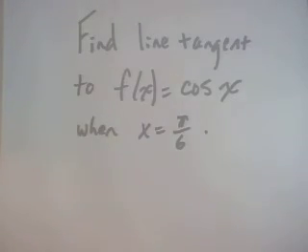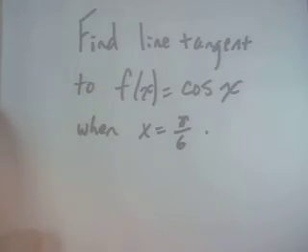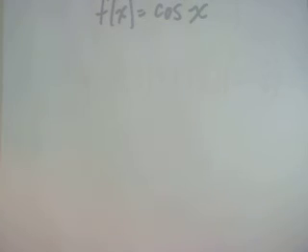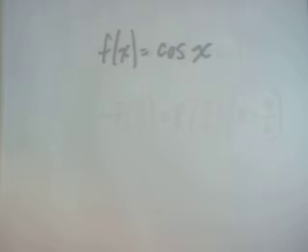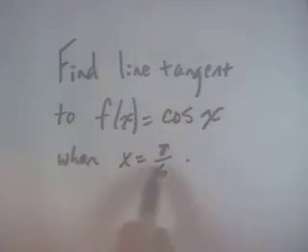Let's find a line tangent to f of x equals cosine of x. In other words, the line tangent to the cosine wave function when x is equal to pi/6. Now, we're dealing with f of x equals cosine of x, but remember that we need a point and the slope. So here's our function. First thing we need is the point. Well, it's tangent when x equals pi/6, right? We're trying to find the line tangent when x equals pi/6.